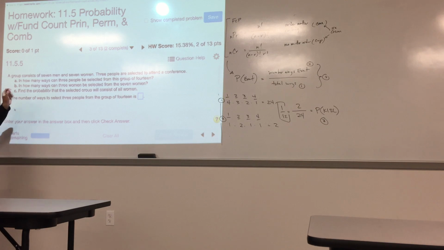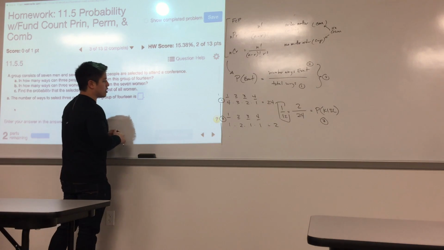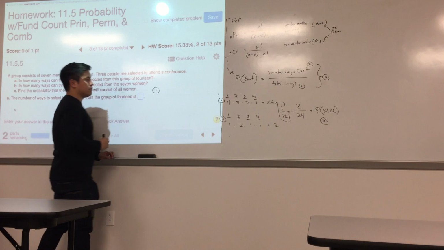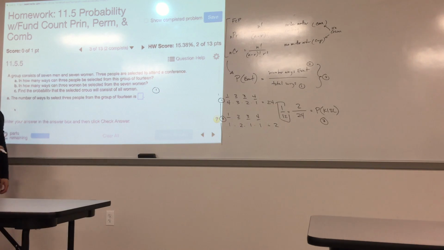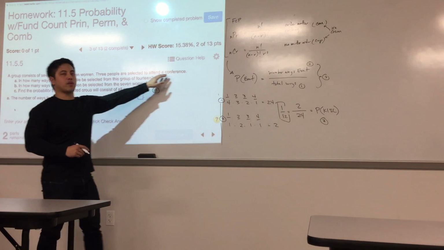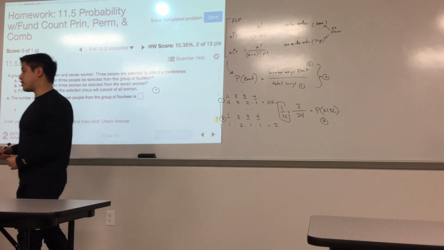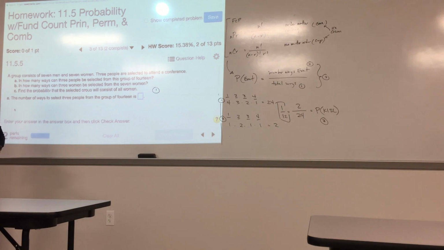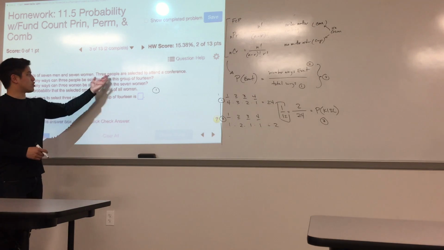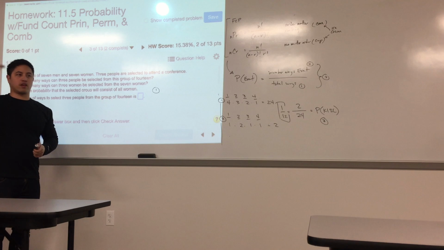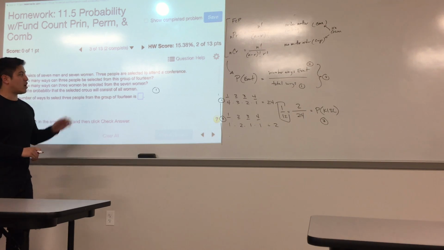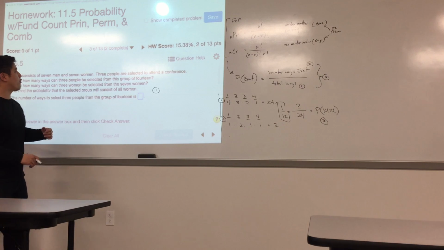A group consists of 7 men and 7 women. 3 people are selected to attend a conference. Stop right there. That's enough information to answer part 1. First, this looks very, very similar to something we've done before. Is it permutations or combinations? Combinations. There's no ranking. They're not picking a first, second, third, president, vice president, secretary, different positions. They're not doing that. What are they doing?